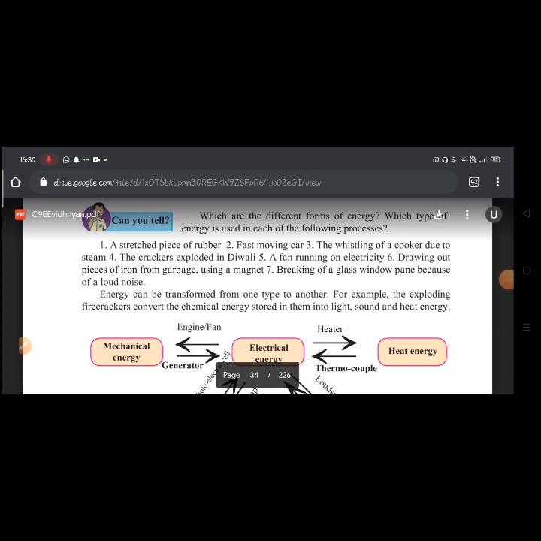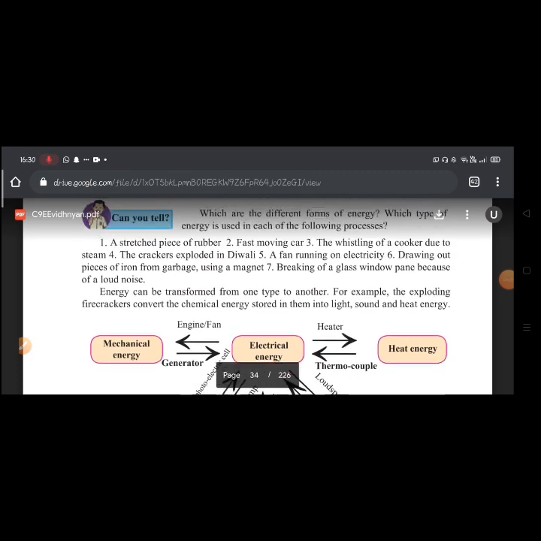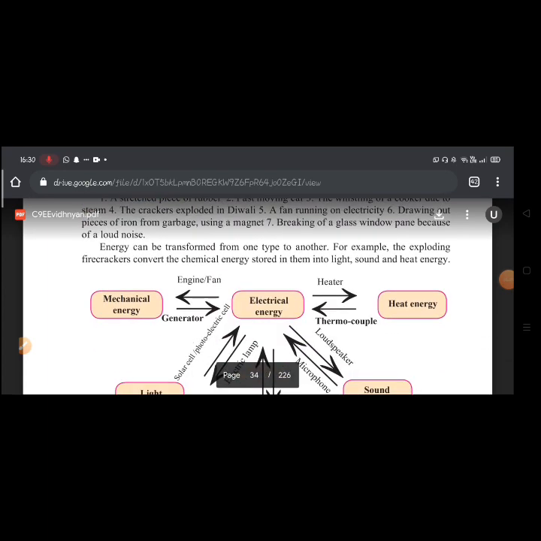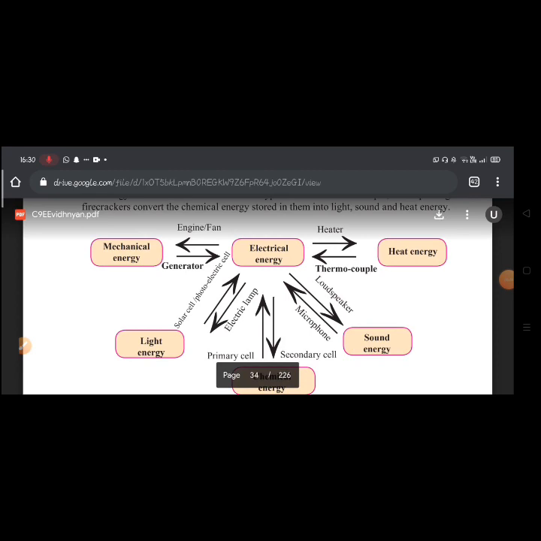So let us stop over here. I hope you gained some information about the energies and what sort of energy we are going to see in the next session. Let us continue with an example of how exactly energy is transformed from one form to another form.